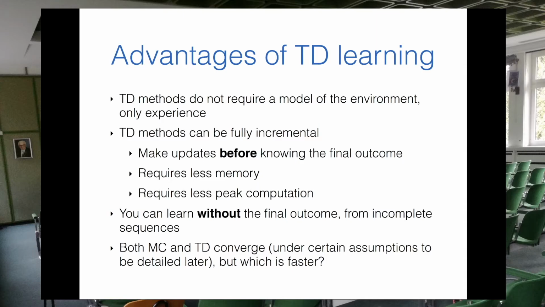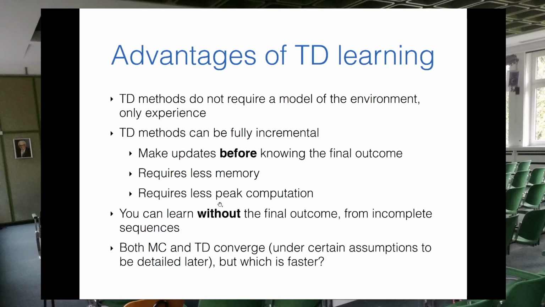So, advantages of temporal difference learning. TD methods do not require a model of the environment, only experience. Remember that in dynamic programming we do require a model of the environment. TD methods can be fully incremental, so we can make updates before knowing the final outcome, before knowing the total return. It requires less memory because we just need to execute an action, and given the next state and the next reward, we can apply our learning rule.